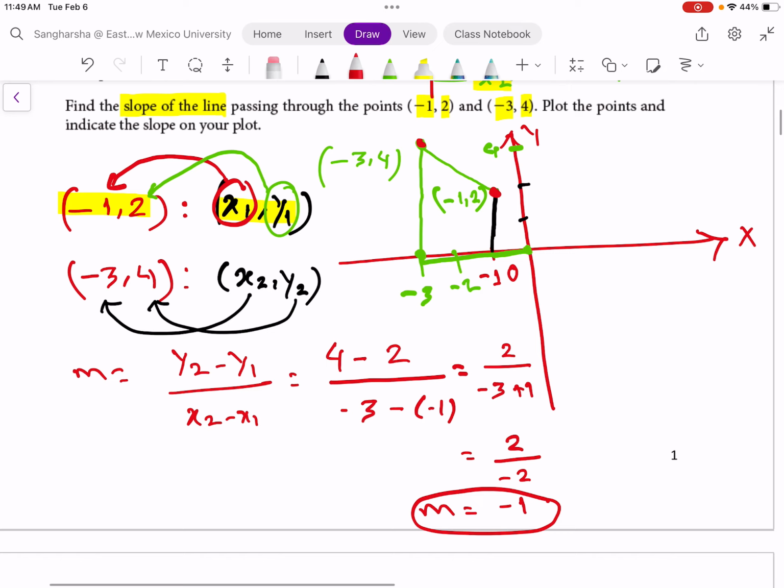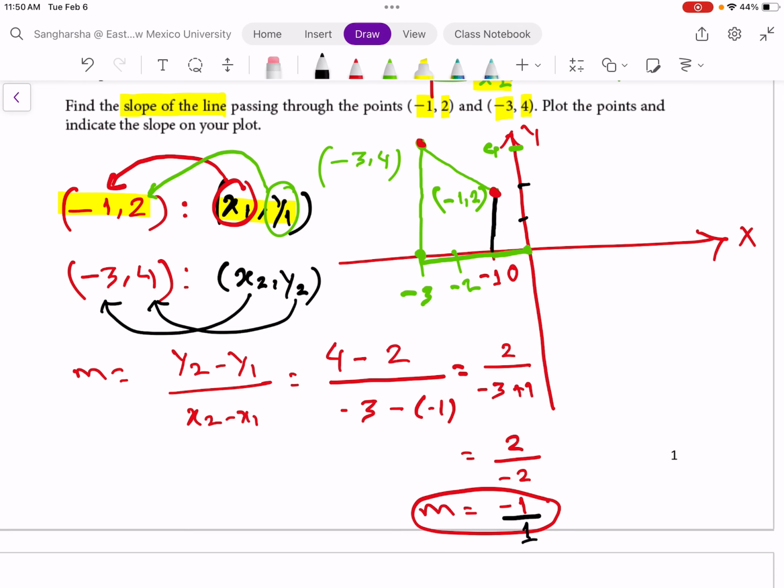Now what does it mean that the slope of this line is negative 1? What does it tell us about the line? We know the slope of a line, but what does it tell us? Here the slope of the line is negative 1. Can I write negative 1 as negative 1 over 1? Is it the same thing? Negative 1 is the same as negative 1 over 1, right?